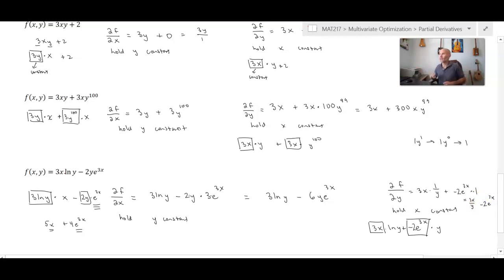So now we have a basic sense of taking these partial derivatives, and now we're going to move on to actually applying this to meaningful situations.